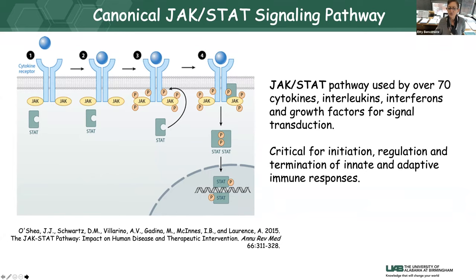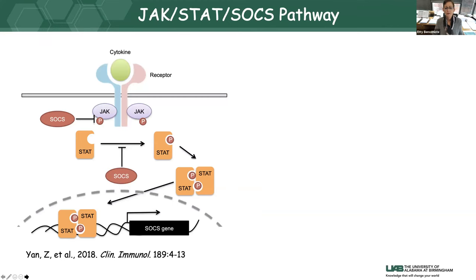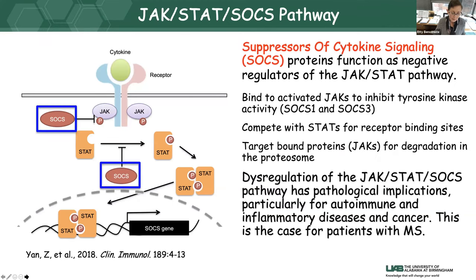And then STAT proteins, these stand for signal transducers and activators of transcription, are recruited to the receptor complex. They in turn become tyrosine phosphorylated by the JAKs. They form homo and heterodimers, translocate into the nucleus, and induce gene expression. Now, one of the genes of the many that are turned on by STATs are genes or proteins known as suppressors of cytokine signaling, or SOCS. These are proteins that actually function as negative regulators of the JAK-STAT pathway.